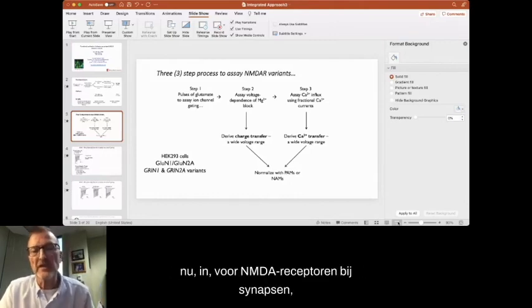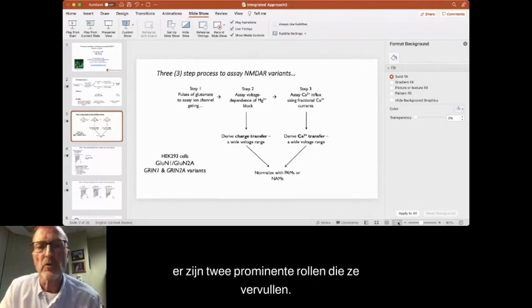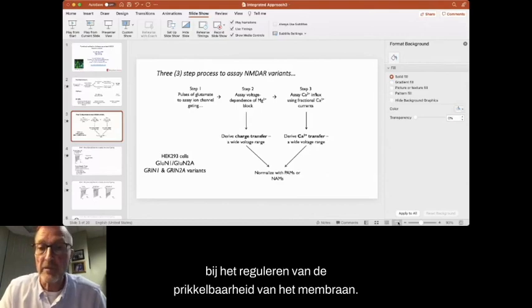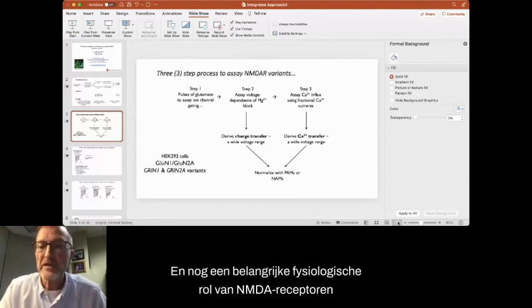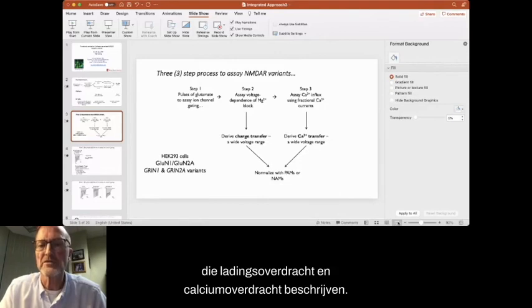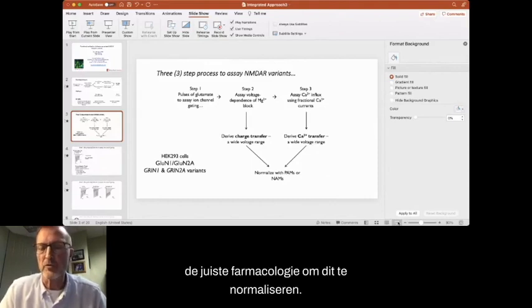Now, for NMDA receptors at synapses, there are 2 prominent roles they carry. One is charge transfer, which is their role in regulating membrane excitability. Another key physiological role of NMDA receptors is calcium transfer. So we're going to derive 2 terms that describe charge transfer and calcium transfer, and then our goal is to use the appropriate pharmacology to normalize this.